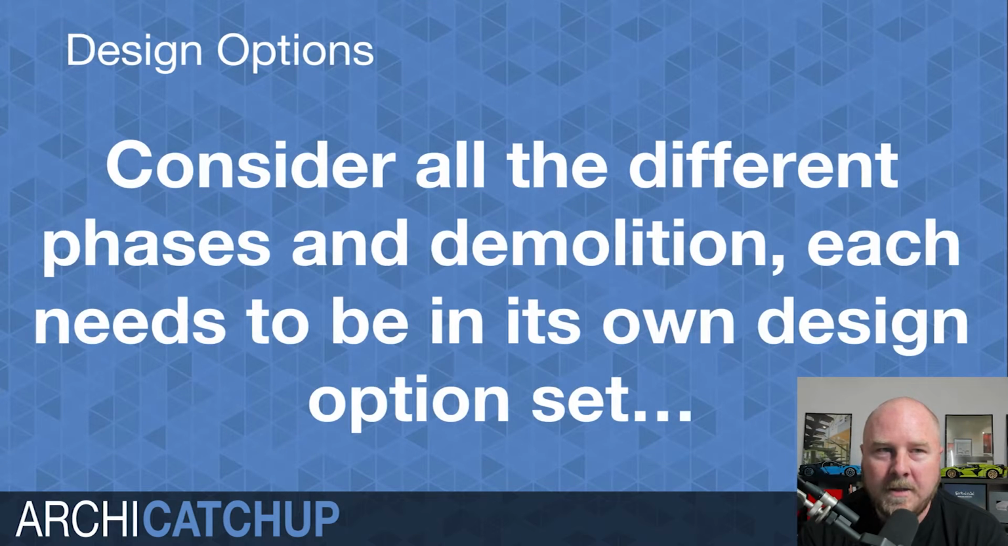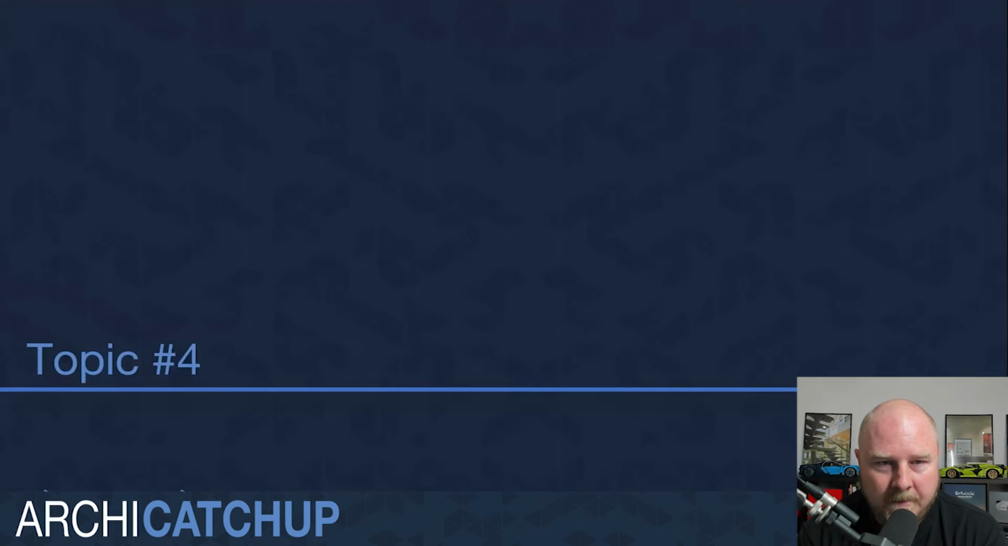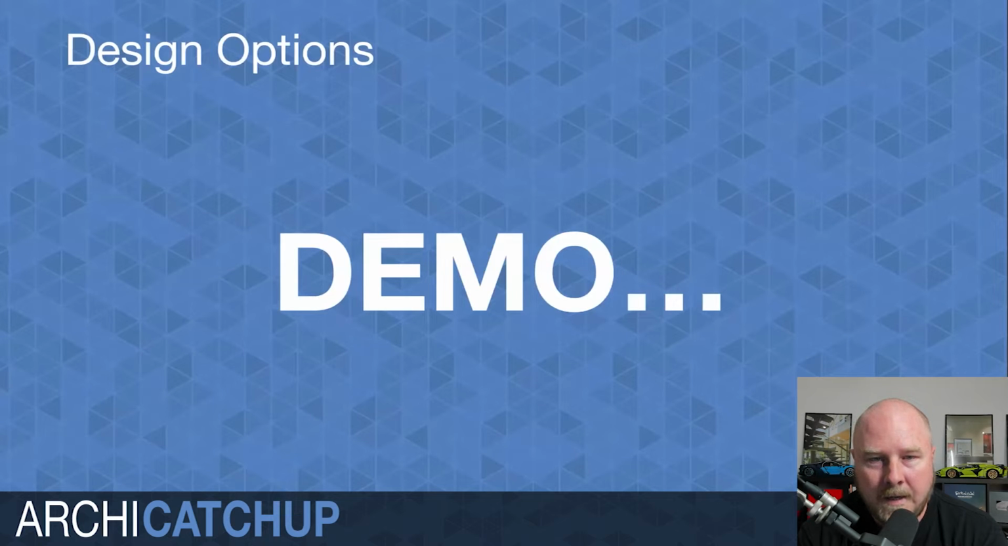So if you're wanting to use design options for project phasing, you need to sit down, and it's that concept of a failure to plan is a plan to fail. You need to consider all the different phases, including demolition, because they all need to be within their own design option set. And you'll see that in a second with this example that I'm going to show you. It's quite interesting how you have to approach it. So let's move on to a demo in the actual file itself, and we will jump across into here.